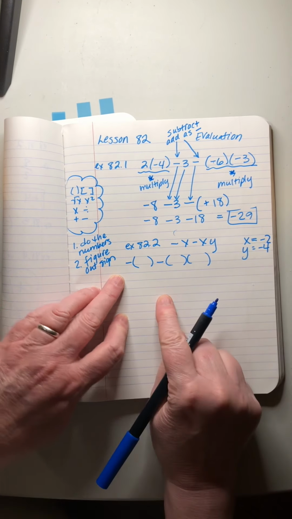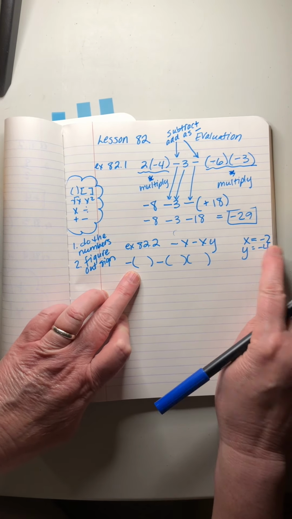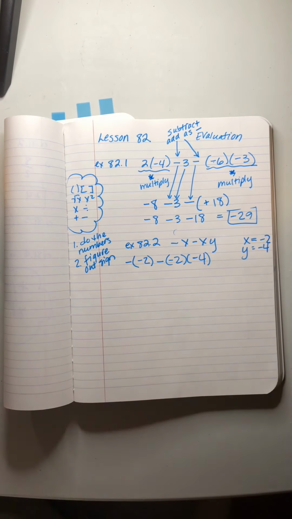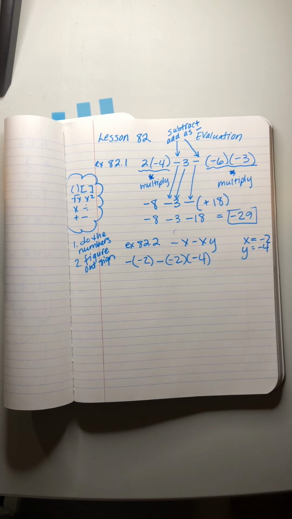Copy this with a bucket for every letter, right? Now I take my x value of minus 2, and I put it in there. And I put it in there, right? I'm following this pattern. And then here I need a y, and that's a minus 4.